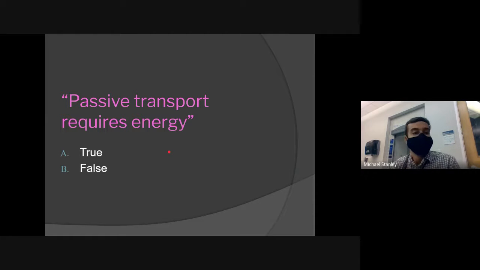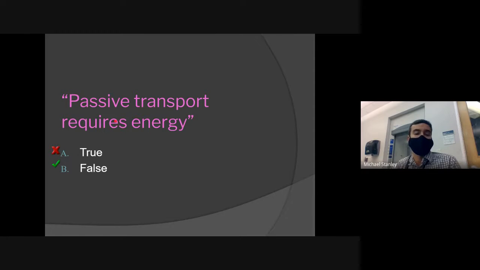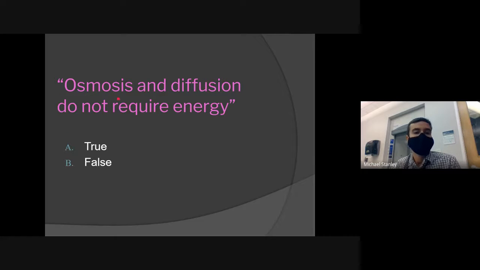So, quick little quiz to kind of wrap up the passive transport section of our notes here. True or false? Passive transport requires energy to work. False. It does not. Passive transport happens naturally without needing any energy. Osmosis and diffusion do not require energy.